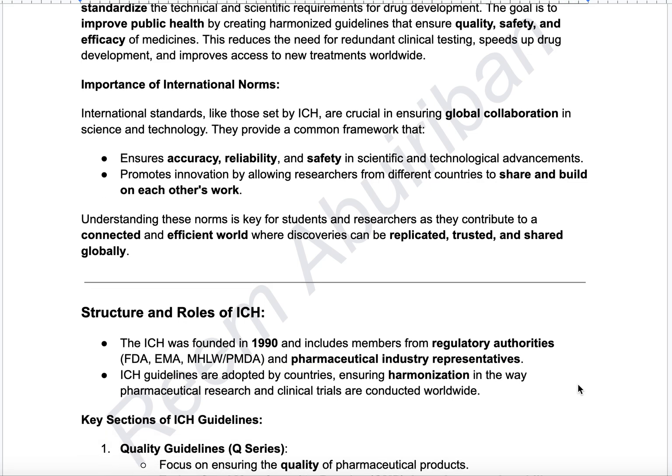Importance of international norms. International standards like those set by the ICH are crucial in ensuring global collaboration in science and technology. They provide a common framework that ensures accuracy, reliability, and safety in scientific and technological advancement, and it promotes innovation by allowing researchers from different countries to share and build on each other's work. Understanding these norms is key for students and researchers as they contribute to a connected and efficient world where discoveries can be replicated, trusted, and shared globally.